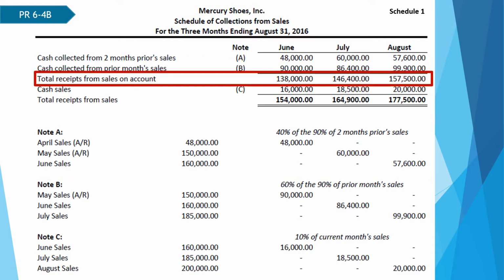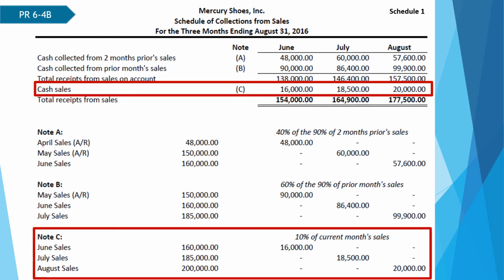Adding the cash collected from 2 months prior and 1 month prior sales on account will result to the total receipts from sales on account of the month. These would be $138,000 for June, $146,400 for July, and $157,500 for August.